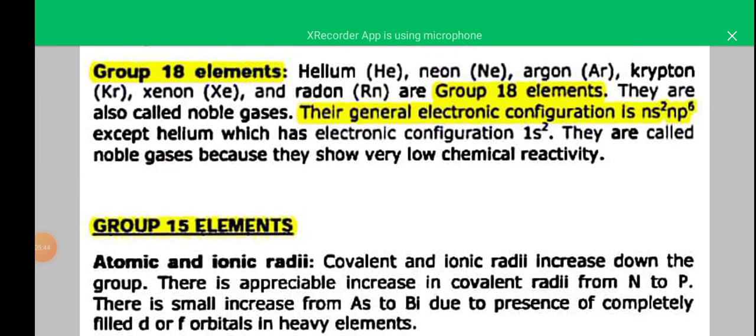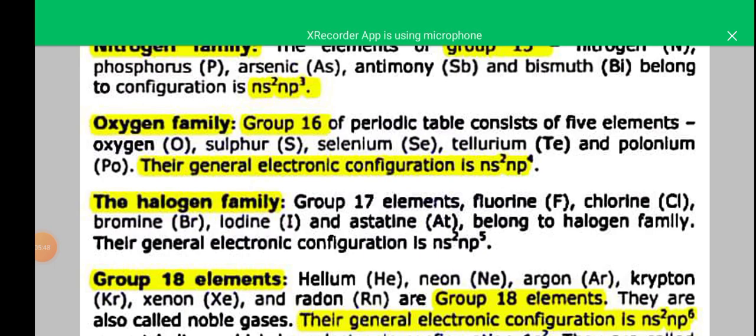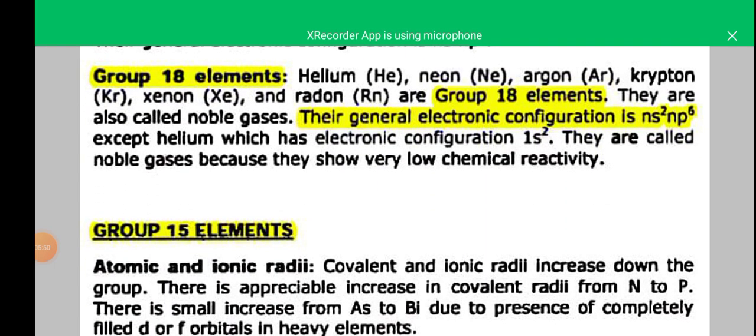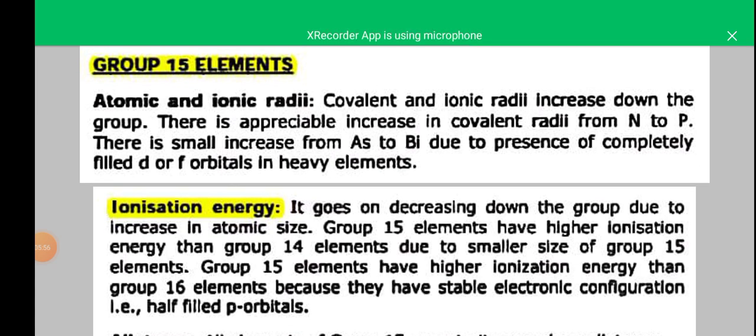This is a brief discussion about p block elements. Now separately you have to read about group 15, group 16. So first group 15, that is the nitrogen family: nitrogen, phosphorus, and so on. Okay, atomic size and atomic radius, electronic configuration is given. The general electronic configuration of group 15 elements is ns2 np3.